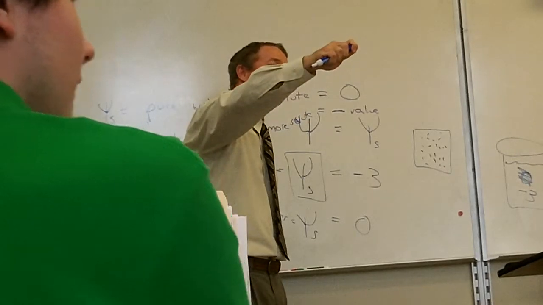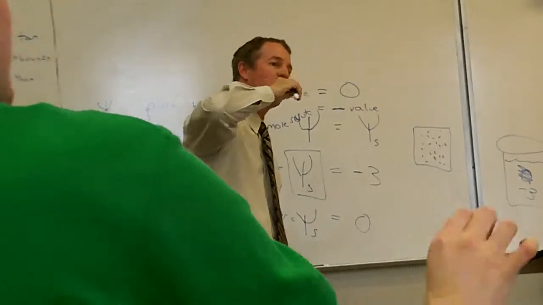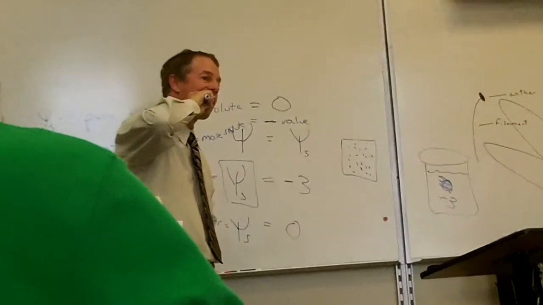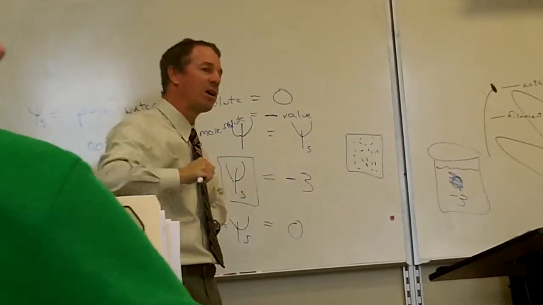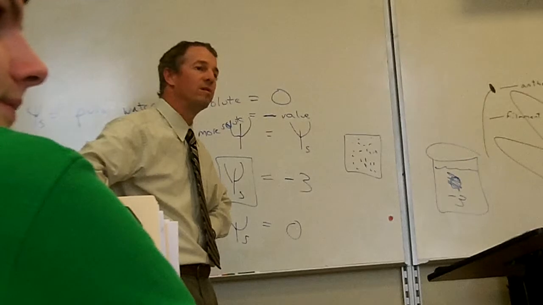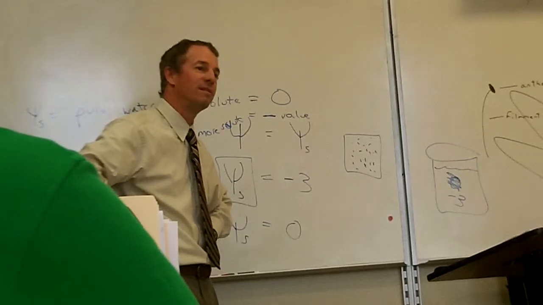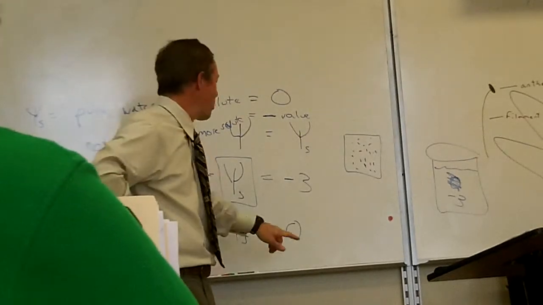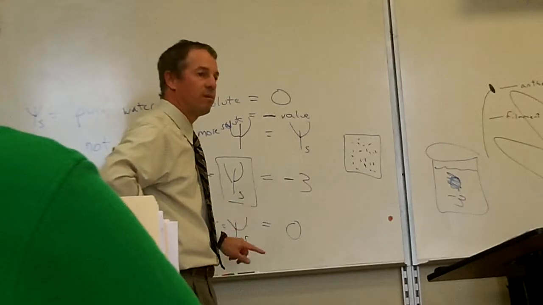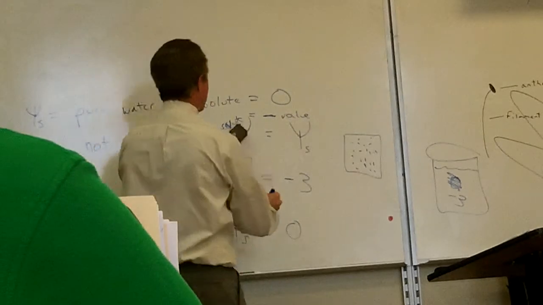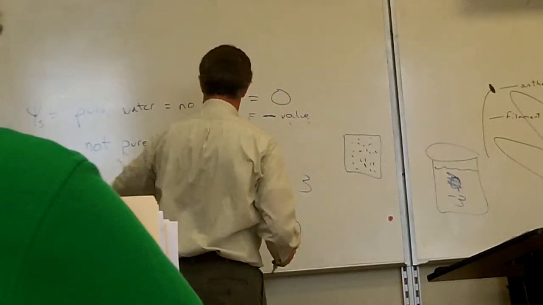Yeah, i is 0. I mean, there's no solute in there. So either it's completely 0, pure water, and then when you put stuff in it, it's negative. That's correct. So it's never above 0, not solute potential. But the total water potential, it's never negative.